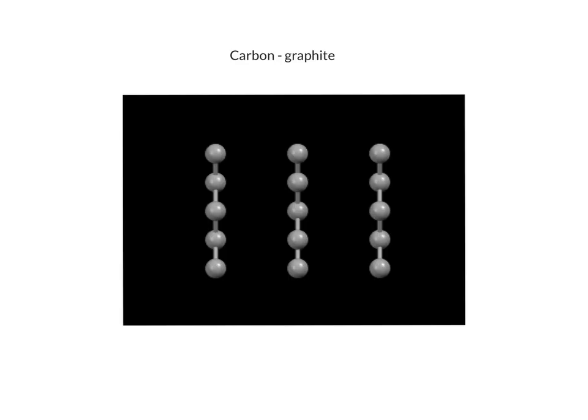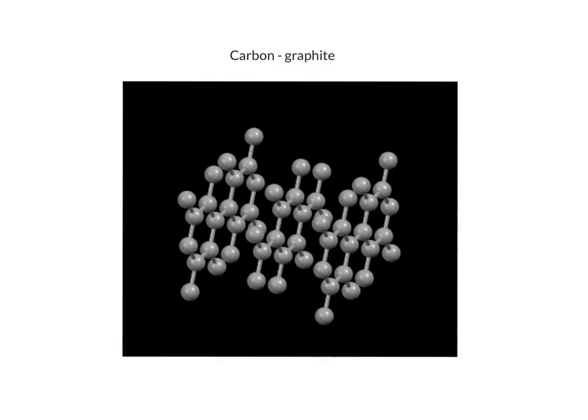The image you obtain for carbon in the form of graphite doesn't appear very helpful at first. However, if you click and drag a corner of the window, you can rotate the view. This view shows that the carbon atoms form parallel sheets of hexagonal rings.